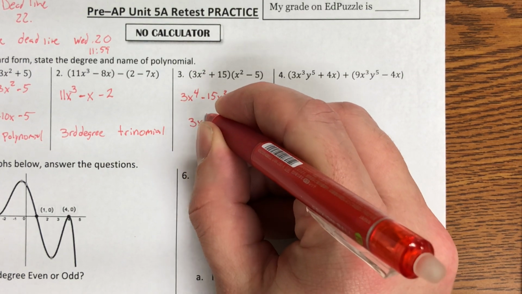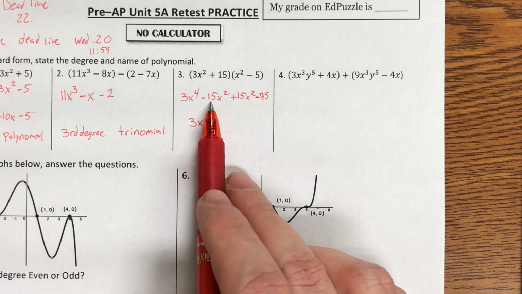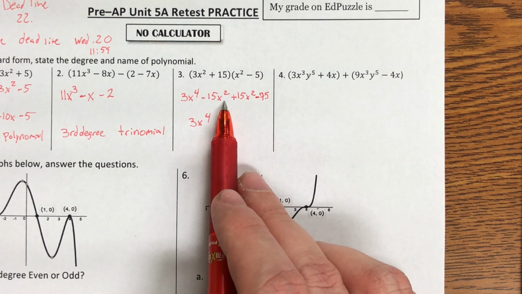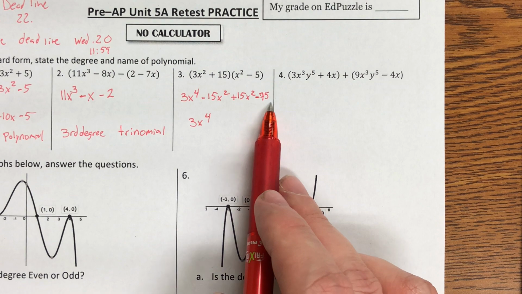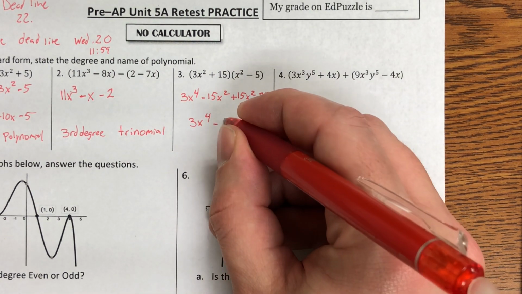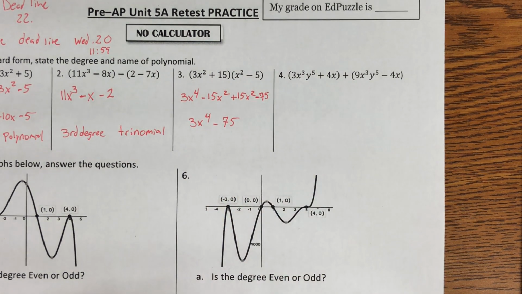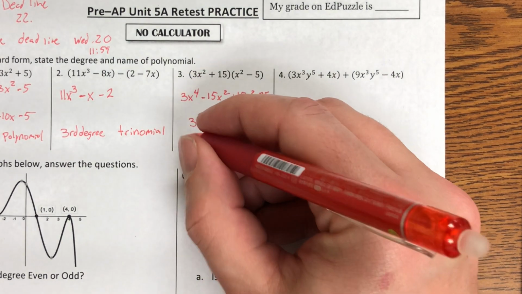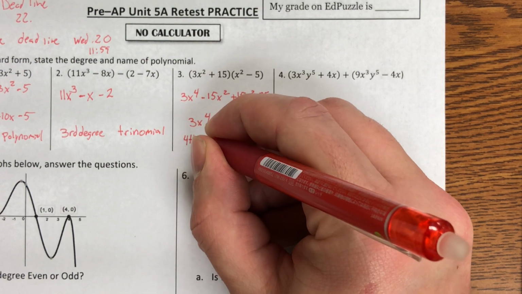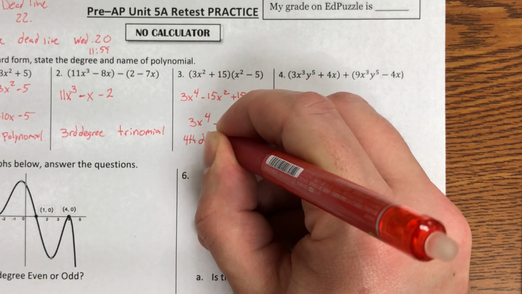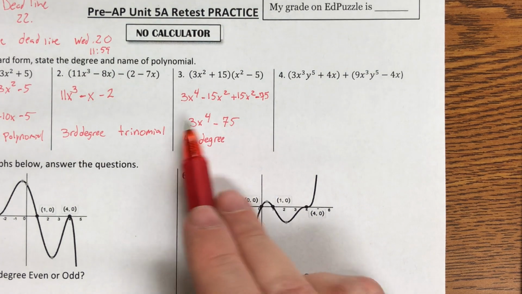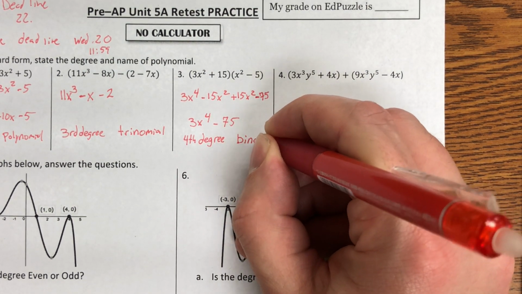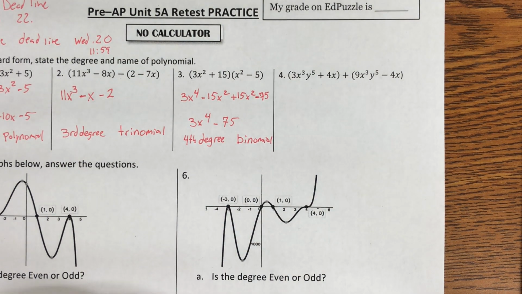When I combine like terms, I have 3x to the power of 4, negative 15x squared plus 15x squared. Those offset each other, so I don't have any x squareds. And then minus 75. My degree, my highest exponent here, is 4, so it's a 4th degree. And I only have 2 terms, making it a binomial.